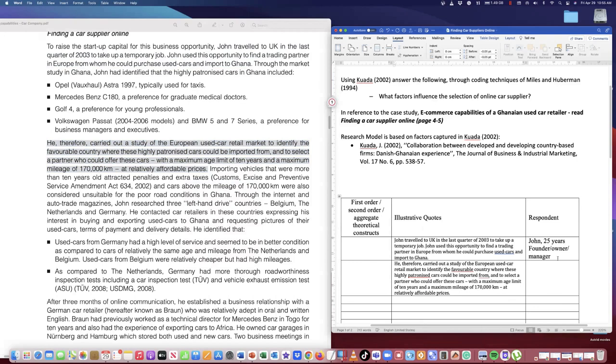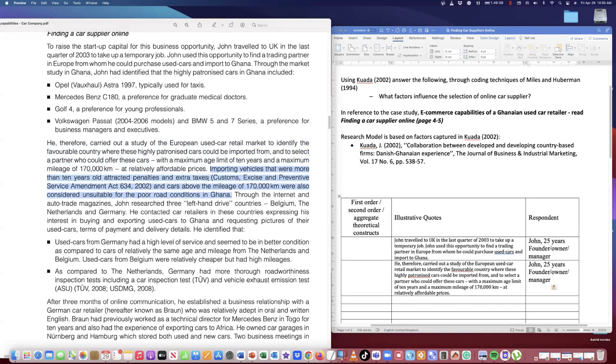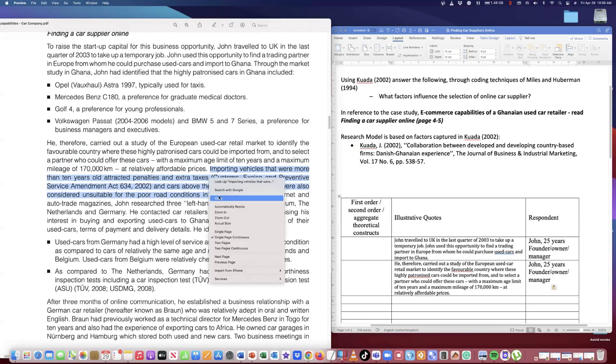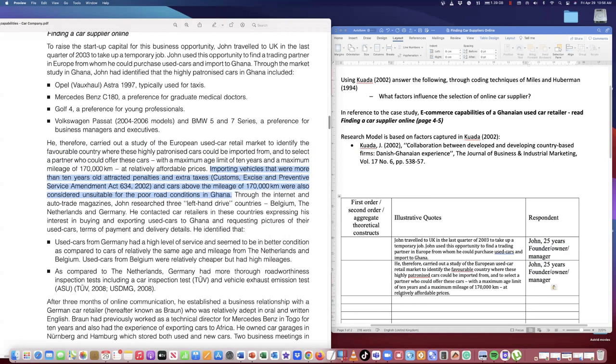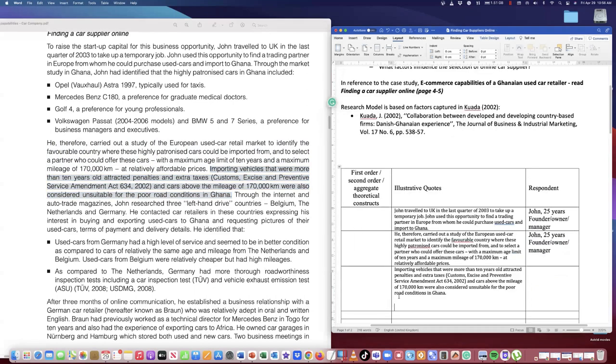So this is still John. Okay, so we are importing vehicles where more than 10 years will charge penalties. And is this relevant? Not necessarily. It helps you to understand what is happening in Ghana, but it doesn't help you to choose a car company. Or this one is relevant. It helps you to know your destination, where the car is coming to. Prof, it helps you to choose what type of car Ghanaians will accept. Thank you very much. Acceptable in Ghana. So let's put it down.